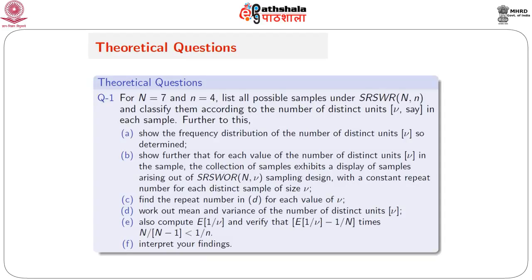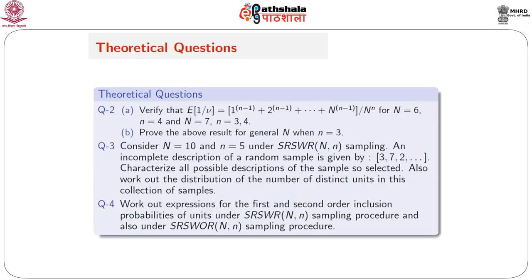So this you can verify numerically for capital N equal to 7, small n equal to 4, and the interpretation is along the line that y bar and y bar star are both unbiased for the population mean, but y bar star has a smaller variance than y bar. That is how you interpret this result. Okay, let's read the next one.